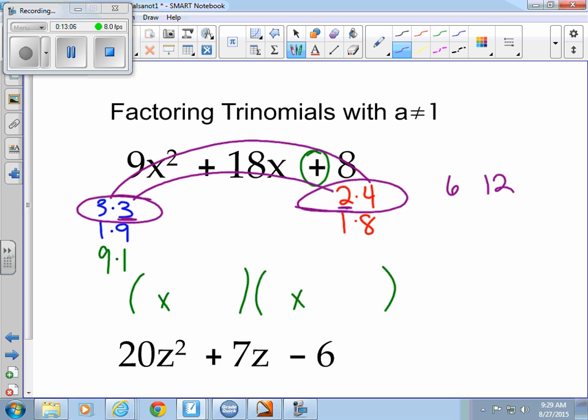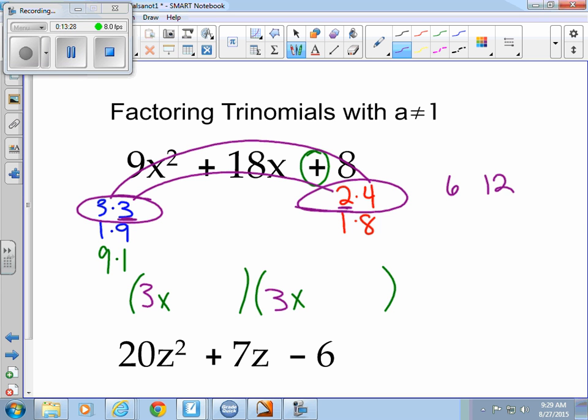Any questions so far? Where does the 3 and 3 go? So I picked it and I said it worked. Where does it go? In front of the X. Why does it go in front of the X? Because it came from the 9, right?